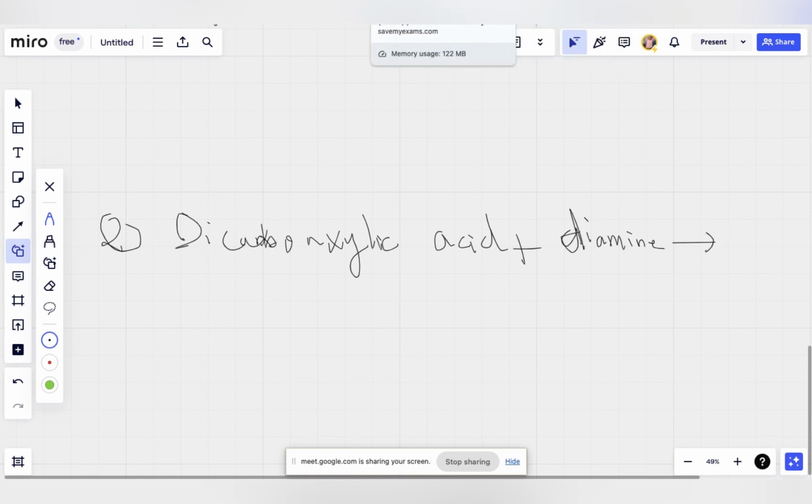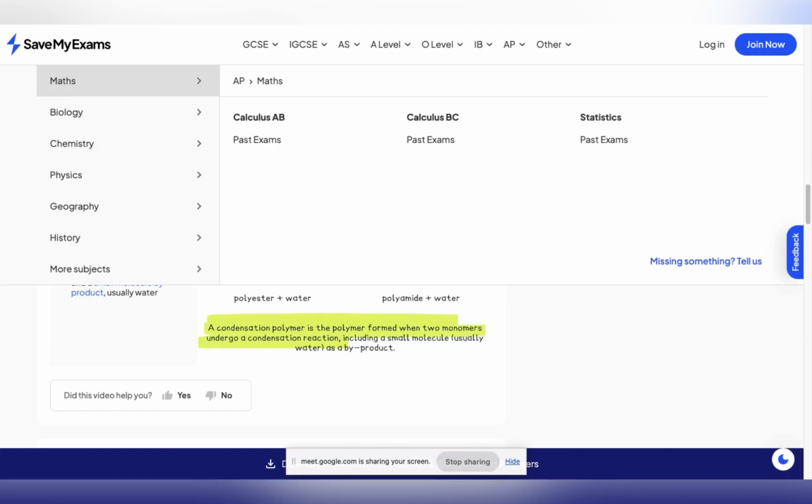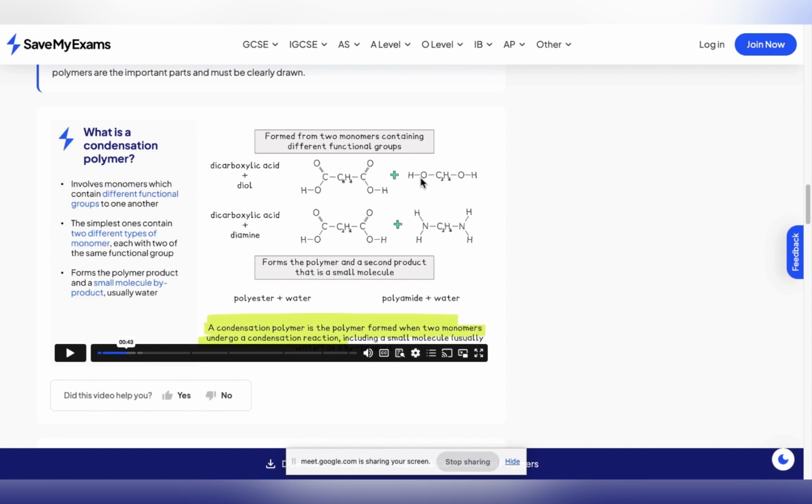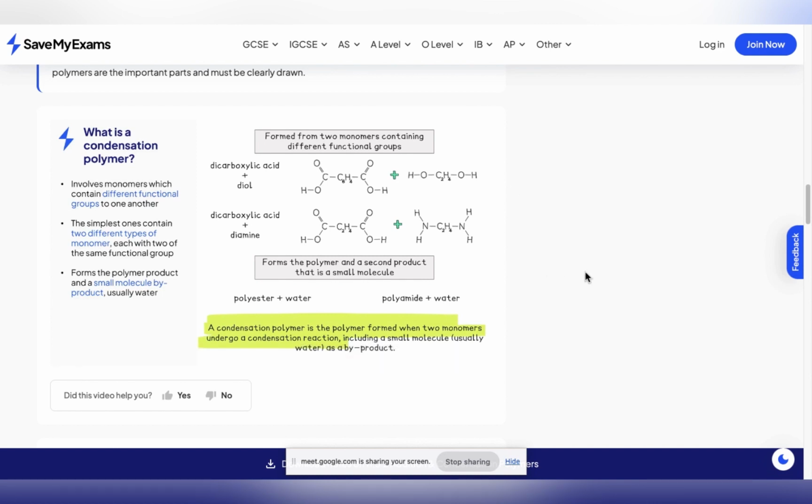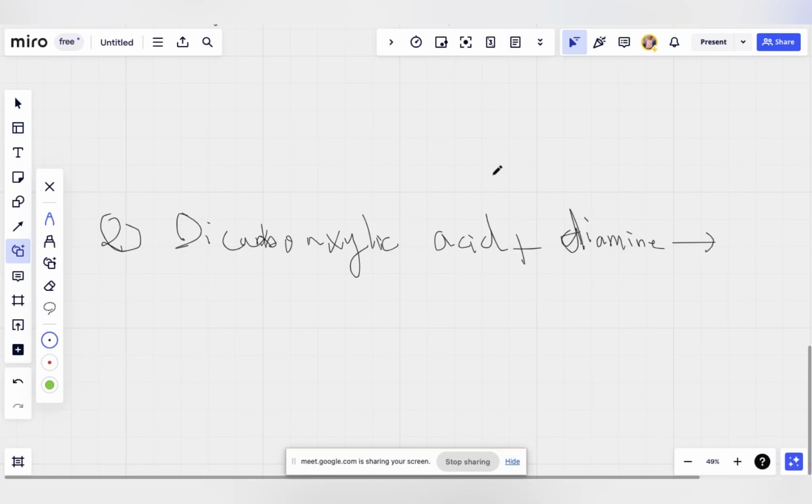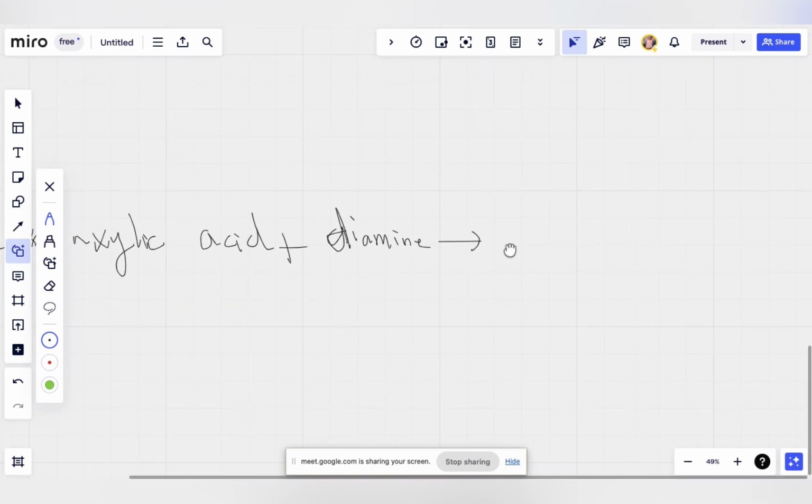This one will form polyamine. This will form polyamine and water. Polyamide plus water.